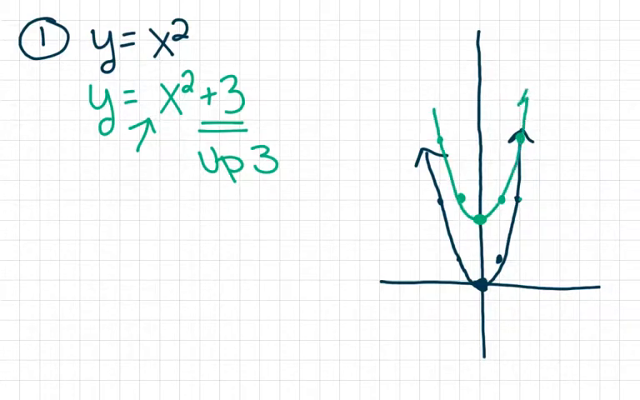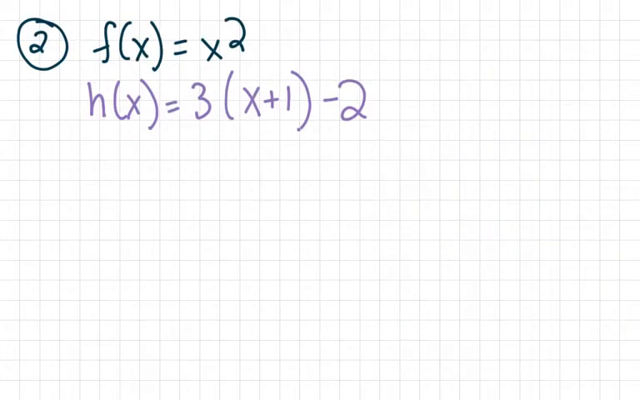Connect the dots with those, and you've got your two pieces graphed. All right, let's try another example. This time I have the parent function f of x is equal to x squared. And then my new one, h of x is equal to 3 times (x plus 1), whoops, we should have a squared on there, and then minus 2. All right, so we need to talk about what has changed about this graph.